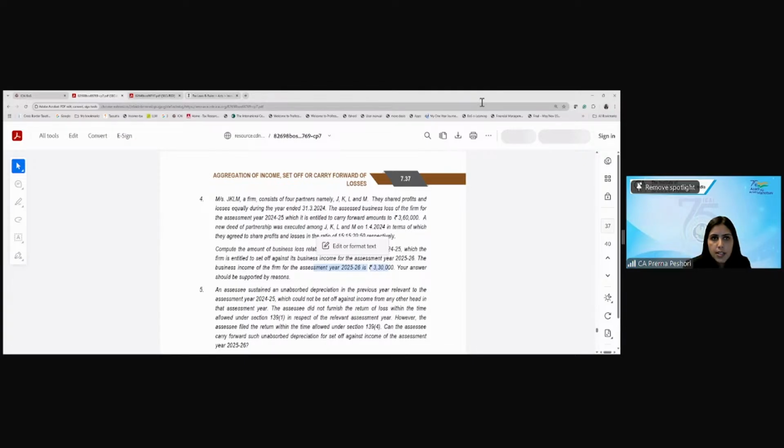Yes, very simple question. Again, we just discussed it. So change in the profit sharing ratio, as I just now said, doesn't result in change in the constitution. So the firm can carry forward the losses. In case the change in constitution is due to the death or retirement of the partner, then the outgoing partner's share shall lapse. This is not the case. Change in profit sharing ratio doesn't trigger the change in constitution. So they can carry forward and set off the losses.